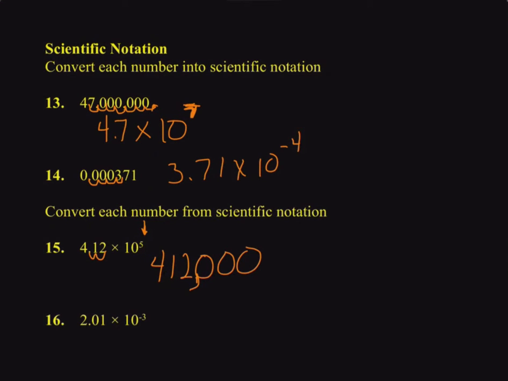Number 16, I'm moving 3 times, that's what the 3 means, but it's a negative 3, which means I had a small number. So I'm going to move 1, 2, 3 times to the left. And that leaves me with 0.00201.